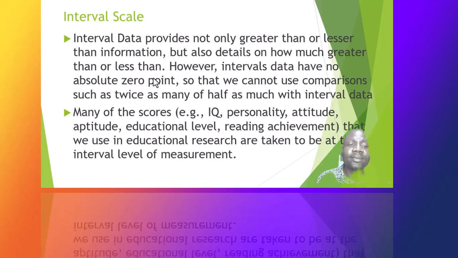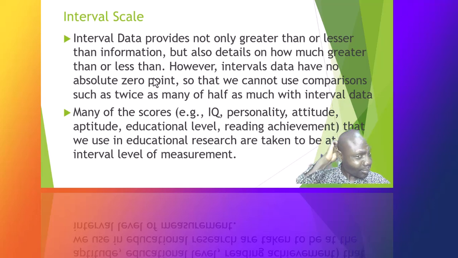The next scale is the interval scale. The interval scale provides not only greater than or less than information, but also details of how much greater than or less than. However, interval data has no absolute zero point. So we cannot use comparisons such as twice as many or half as much with interval scale. It tells us how much is the difference, but it does not have absolute zero. This is what I'm trying to say.